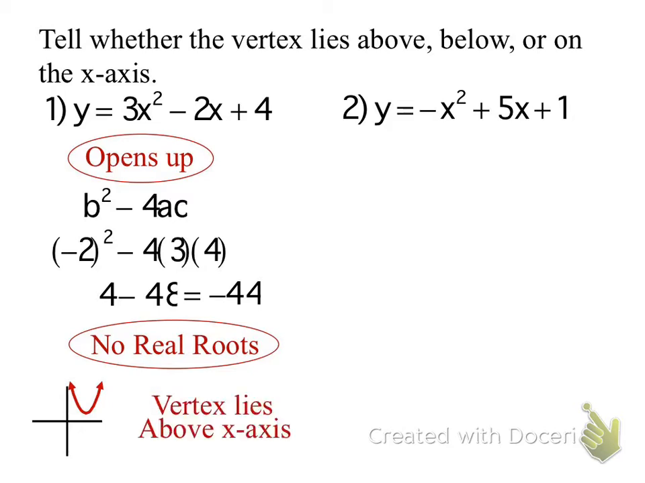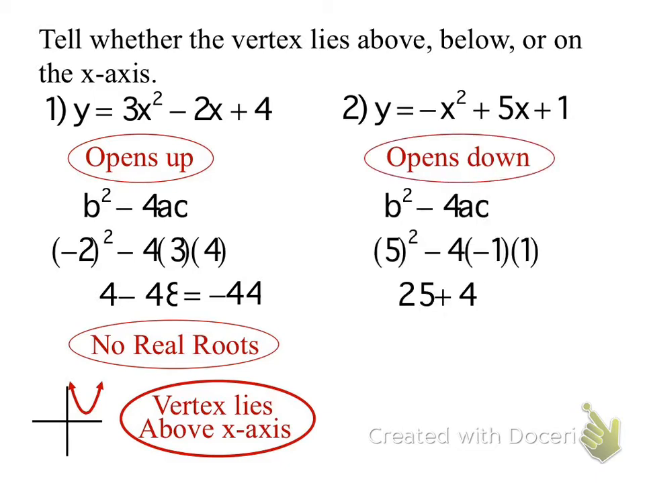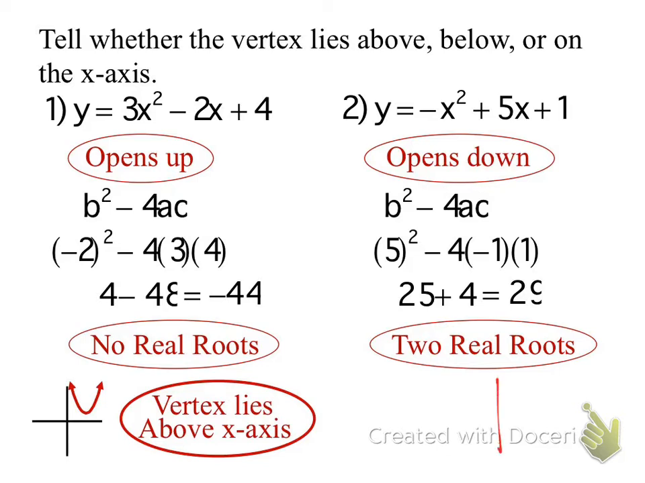Okay, the next one. Which way does it open? Down. It opens down. I'm going to find the discriminant. How many roots is it going to have? 2, because it's positive. Now, does the vertex lie above, below, or on? Above, yes. Why? Because we know it opens down, and it has 2 roots. So it has to be here or here.